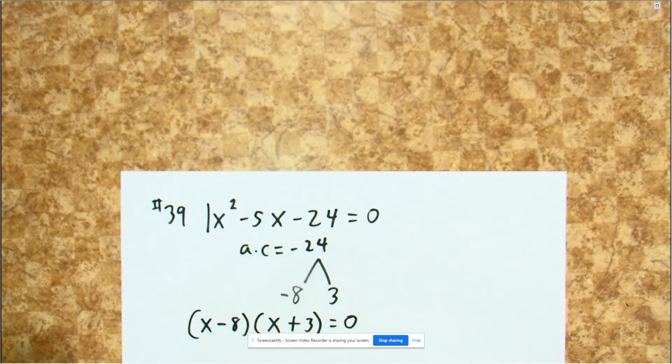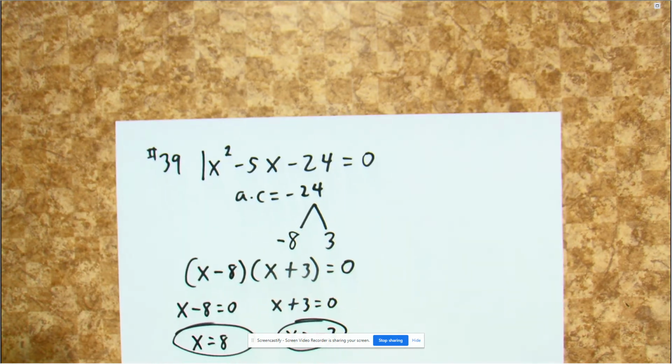Now, mind you, this problem did want me to go a little bit farther. This problem did want me to take those two terms and solve them. So I would have to take x minus 8 equal to 0, x plus 3 equal to 0, and end up getting my two solutions. Oh, you can't see that. Sorry about that part.